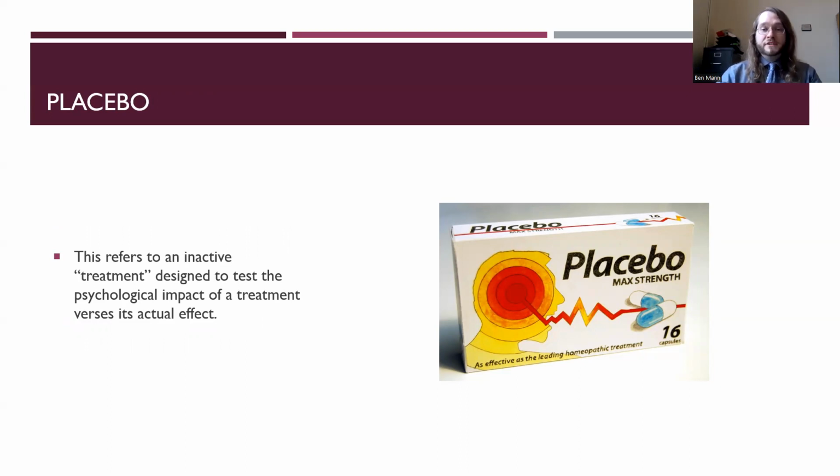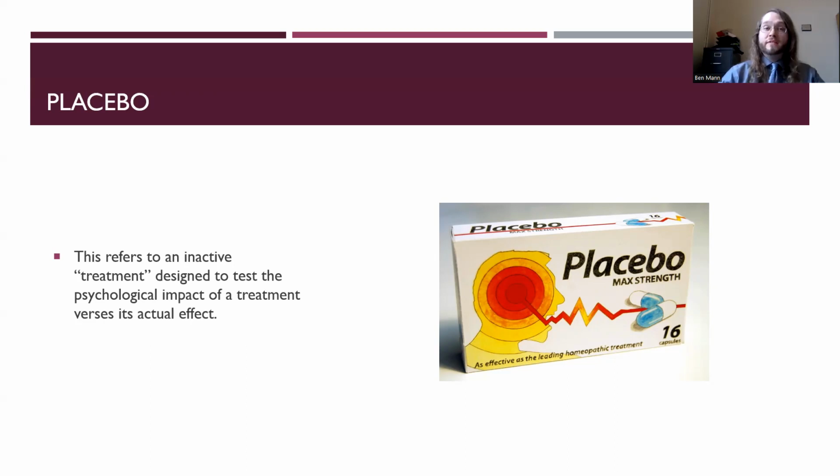This is oftentimes used in scientific studies in order to determine if a medication is actually effective. So a placebo is usually something like a sugar pill. It's not the actual medication that somebody is being given. It's a substitute, an inactive treatment. And sometimes people aren't told that this is an inactive treatment.